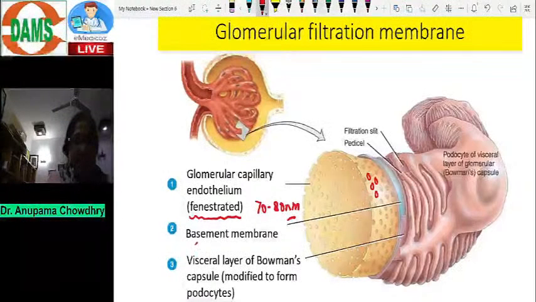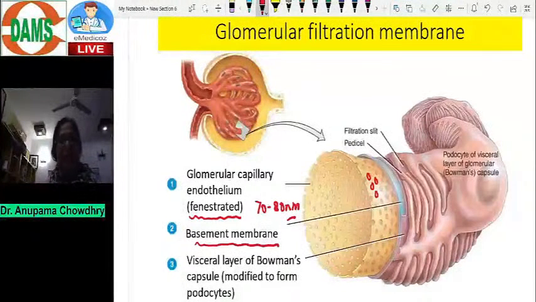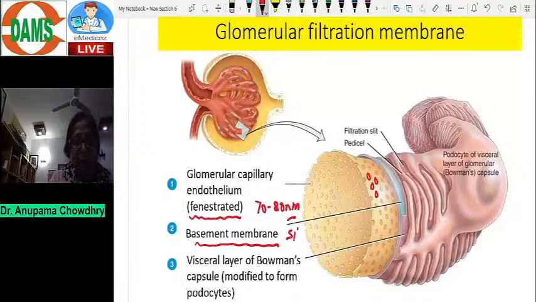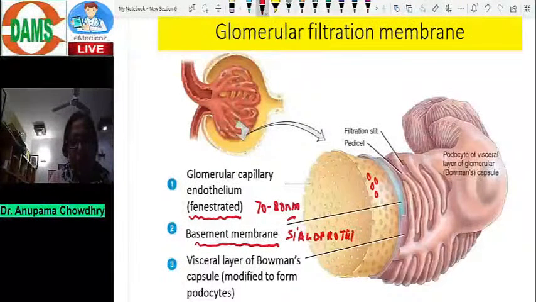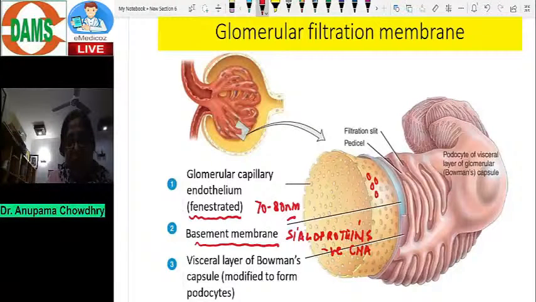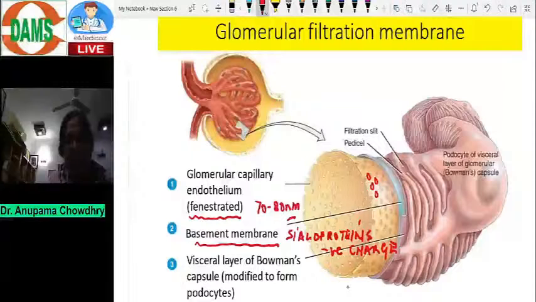Then the second layer is the basement membrane. The basement membrane has the presence of sialoproteins or proteoglycans. A lot of people believe that the sialoproteins are also present in the glomerular capillary wall. These sialoproteins impart a negative charge to the basement membrane.